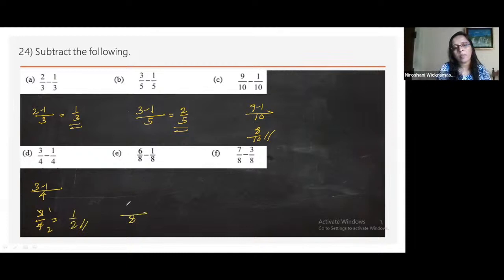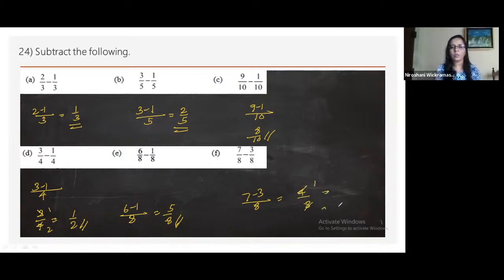Here look at 6 minus 1. Denominator same. 6 minus 1, 5 over 8. Denominator same. 7 minus 3, that is 4 over 8. You can even simplify, right? How many 4's in 4? 1. How many 4's in 8? 2. 1 over 2.